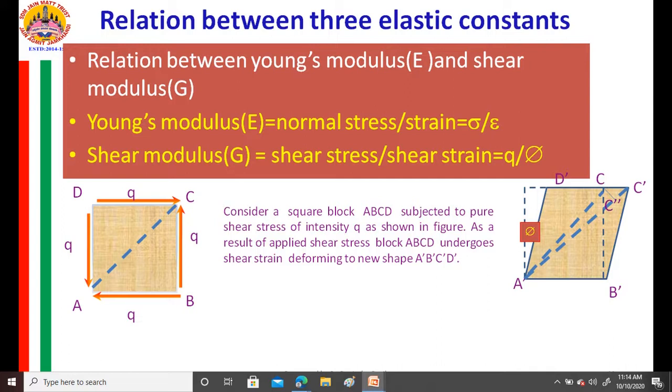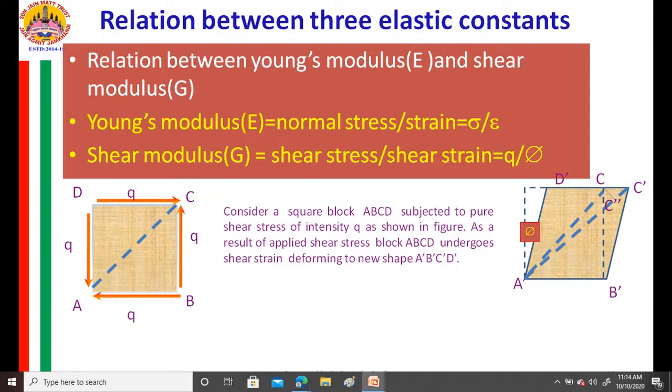I applied the shear stress on the member. In the direction of the shear stress, there are no changes in the dimensions. In some other directions, there are changes in the dimensions. Particularly, diagonal AC is experiencing the tensile strain and diagonal DB is experiencing the compressive strain. I want to establish the relationship between the shear modulus and Young's modulus.